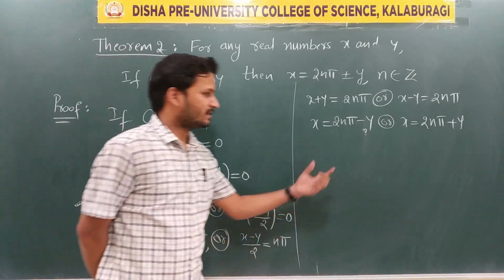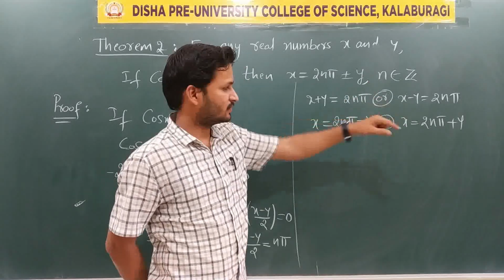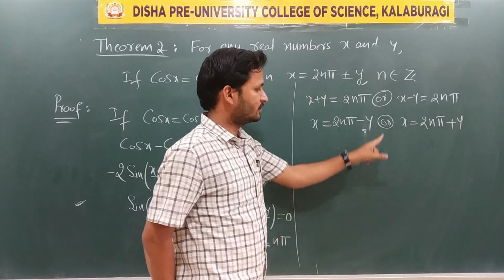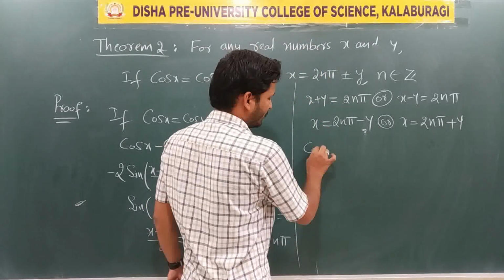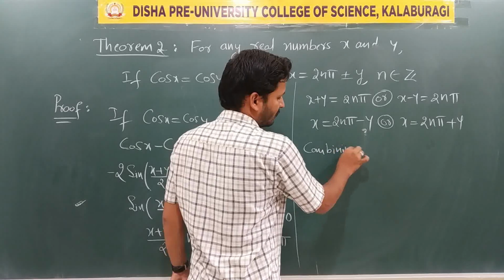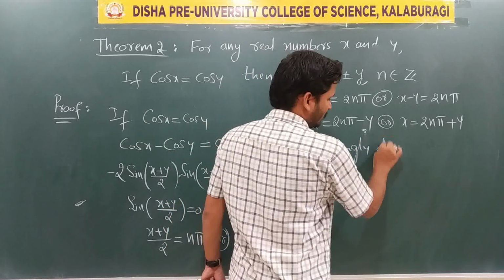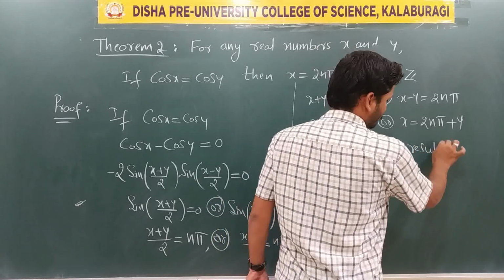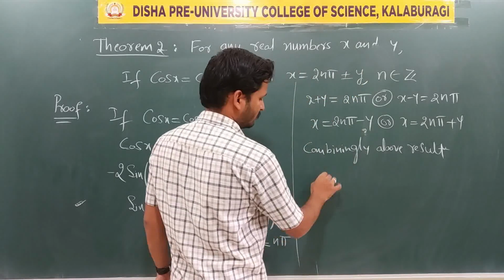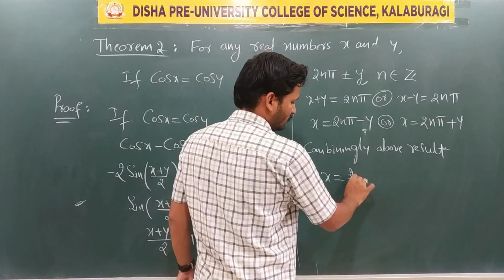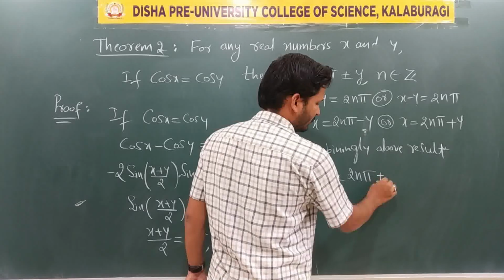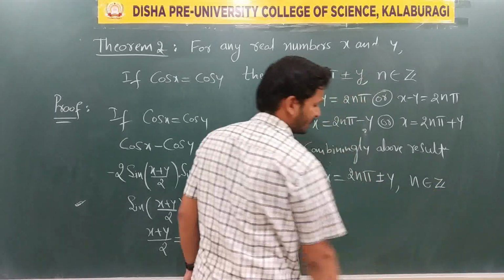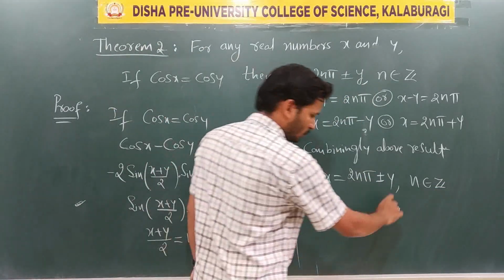So again combining these two, 2n pi minus y, here 2n pi plus y. Combining the above results, what we will get is x is equal to 2n pi plus or minus y, where n belongs to the set of integers. So hence proved.